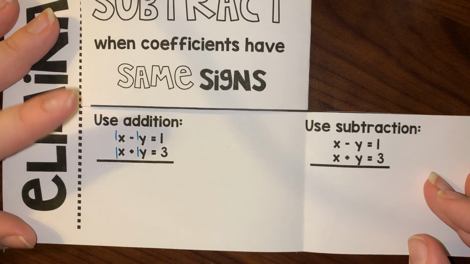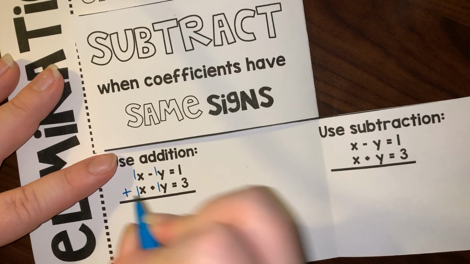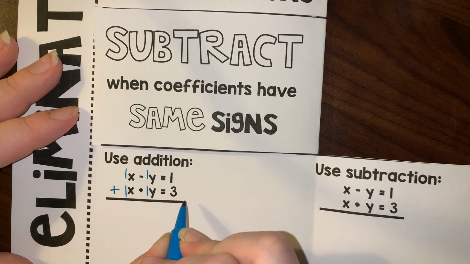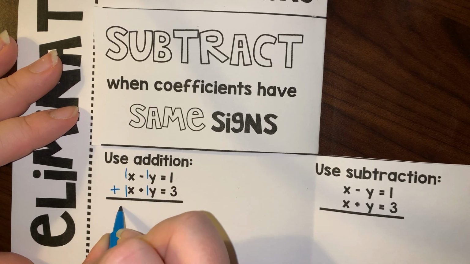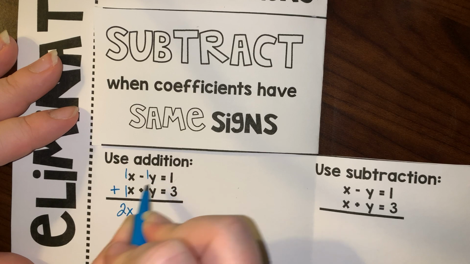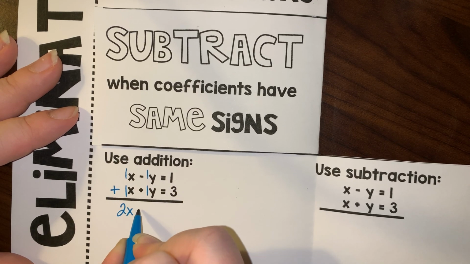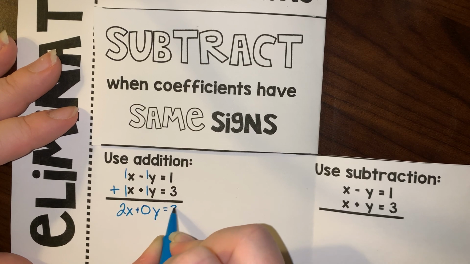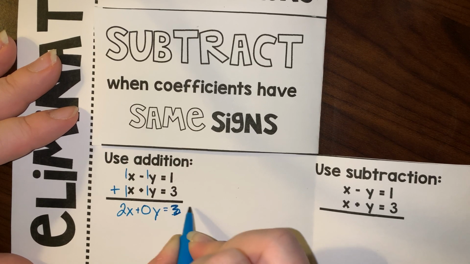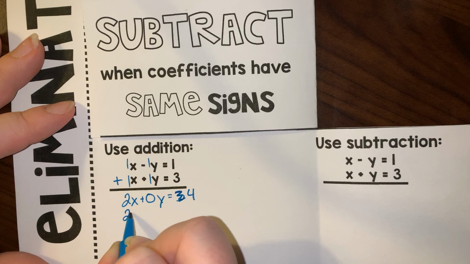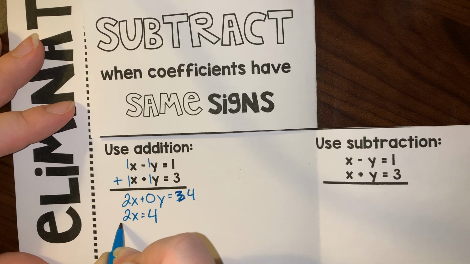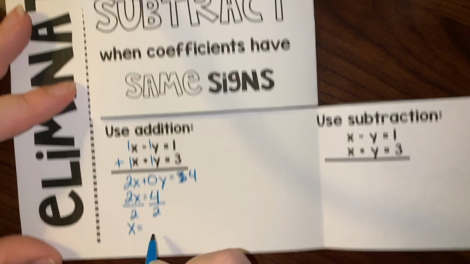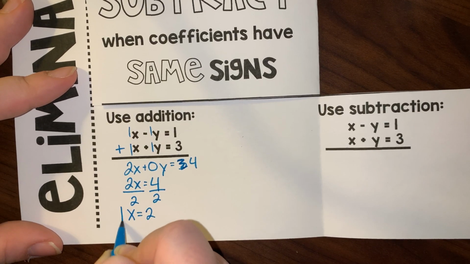For this one, it tells you to use addition, so that's what we're going to go ahead and do. If I add these two equations together, 1x plus 1x is 2x, negative 1y plus positive 1y is 0y, and 1 plus 3 is 4. So I have 2x equals 4. If I divide both sides by 2, x equals 2.